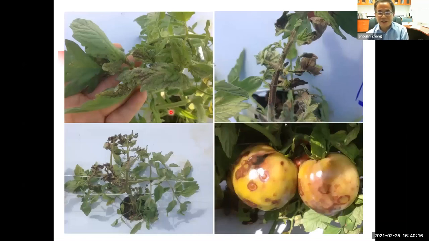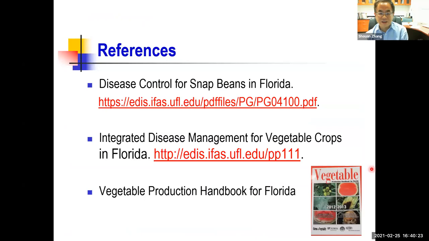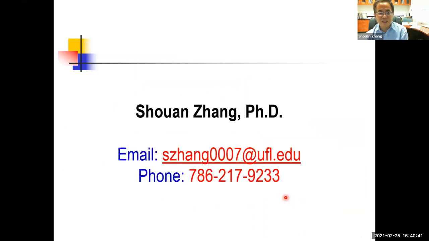That's the TCSV on tomatoes, which causes problems on leaves, stems and fruits. Also, some references you can check are the EDIS publication and the Vegetable Production Handbook for Florida. Every year we update it and you will find a lot of information on disease, varieties and control. Okay, that's my contact information.